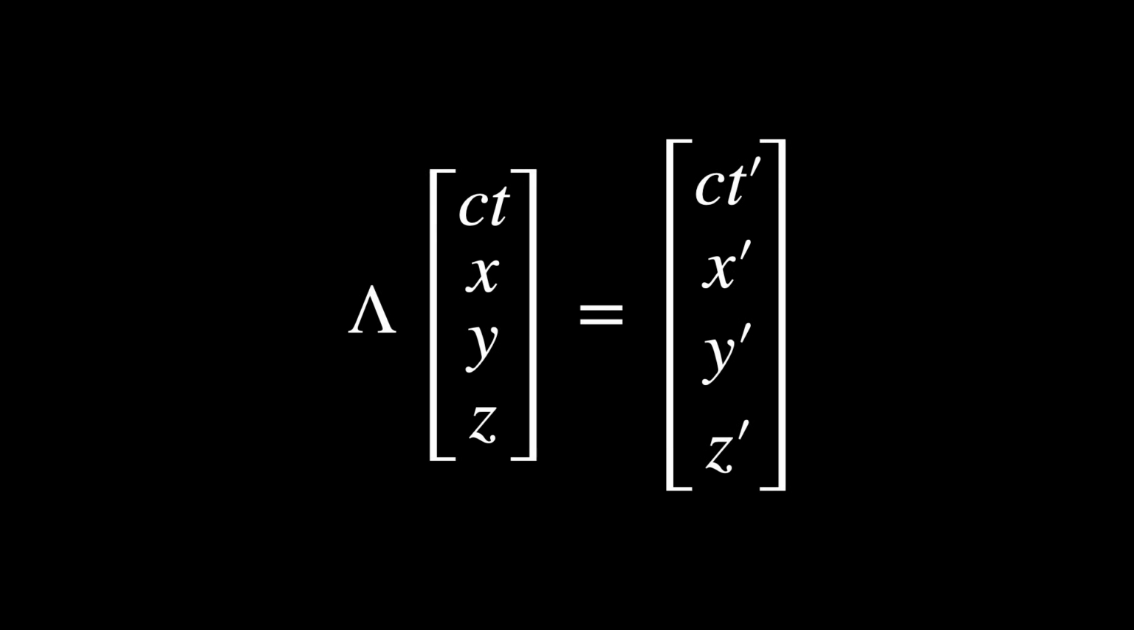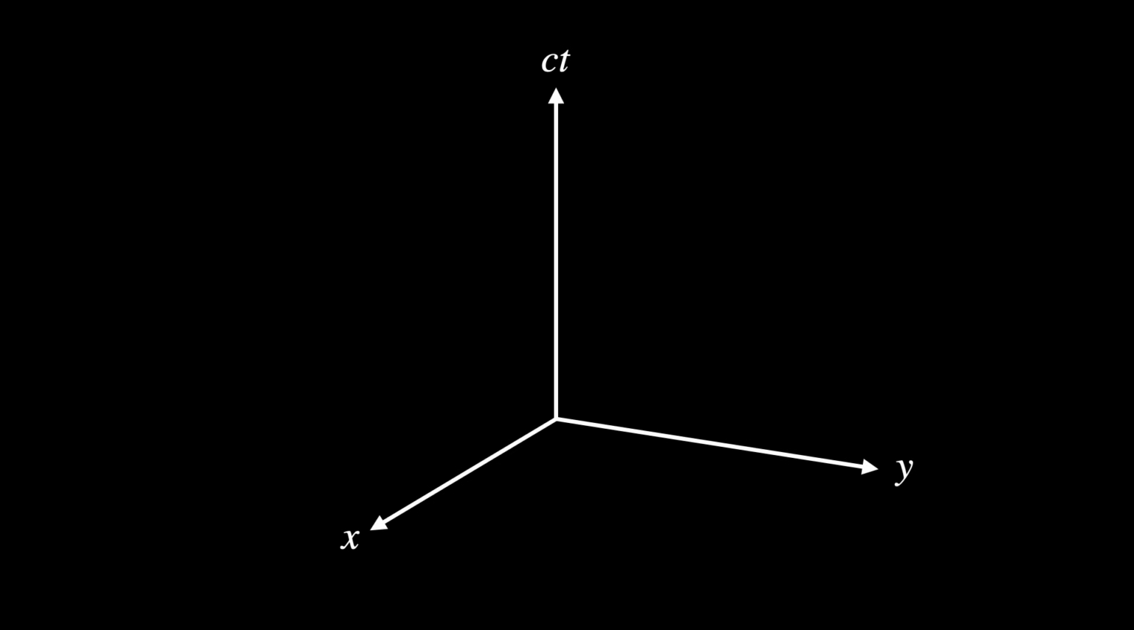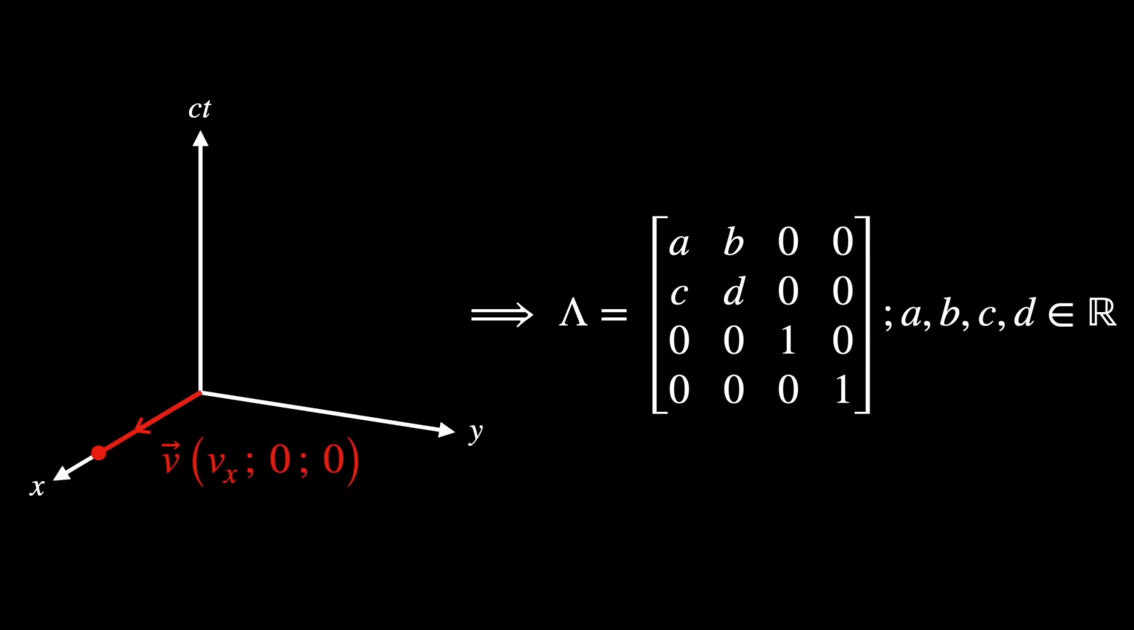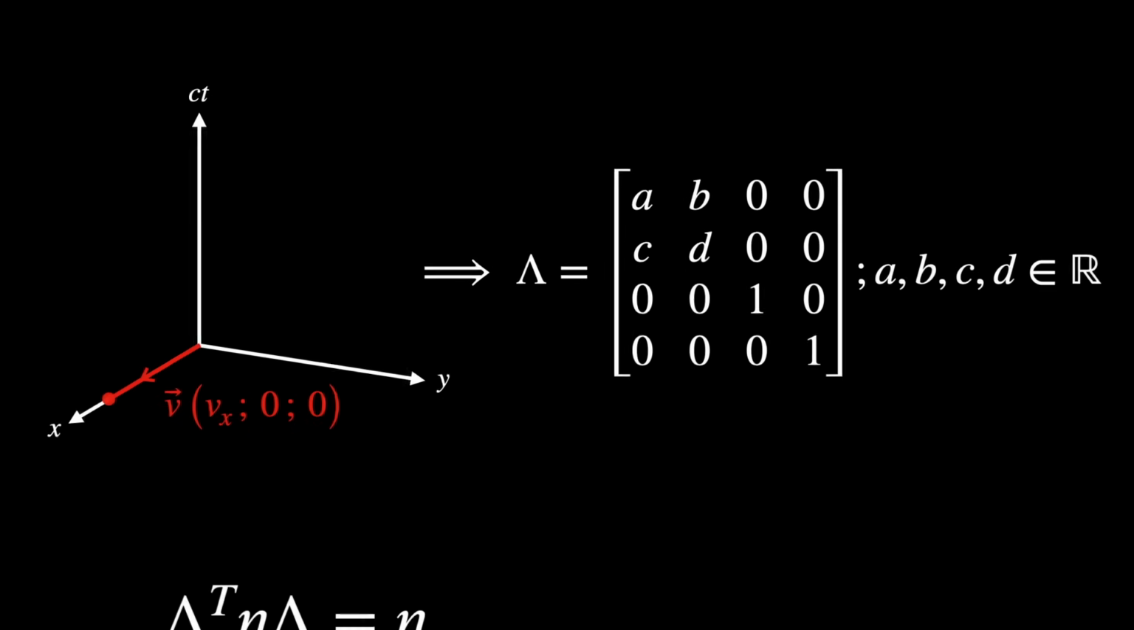But what kind of transformation could achieve this? We can do some math to find out. This mysterious matrix acts on all vectors of the form ct, x, y, z in spacetime. For simplicity, let's assume that the point moves with a velocity v only in the x direction, so it has a component vx and the other two are 0. This implies that the matrix lambda must be a linear transformation that mixes ct and x components while leaving y and z unchanged. Our goal is to find the values of a, b, c, and d.